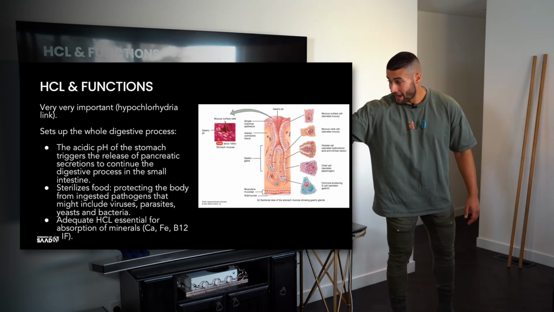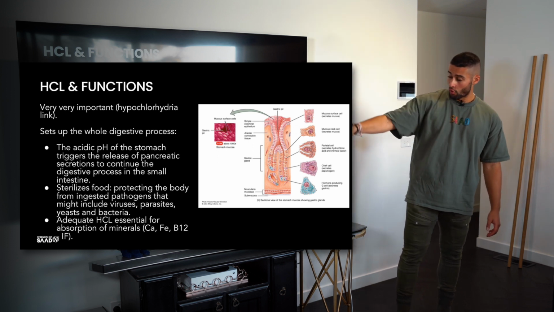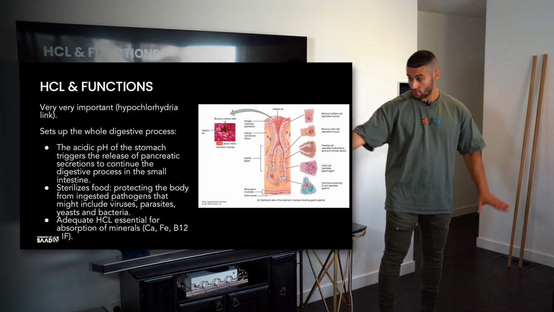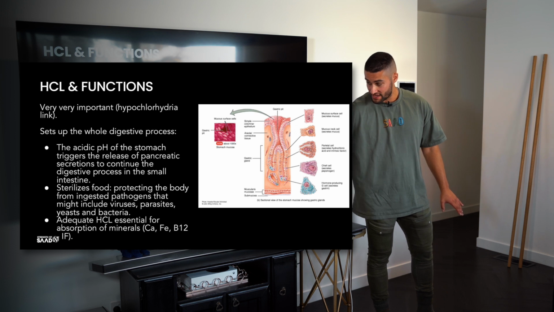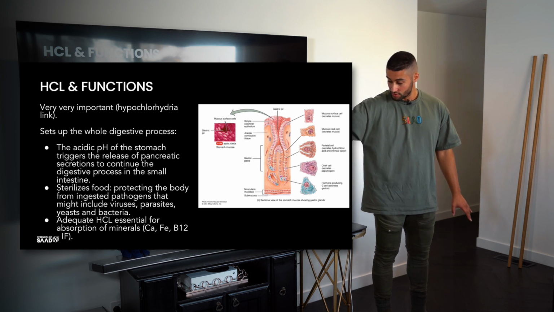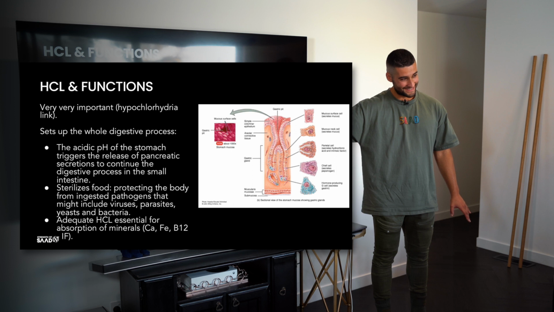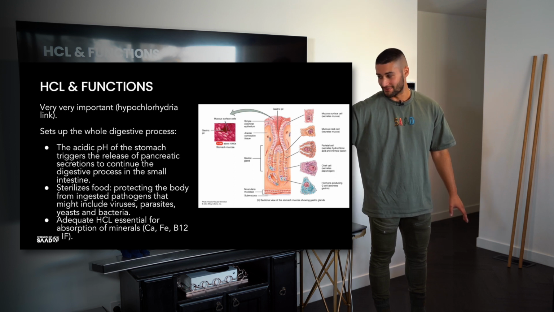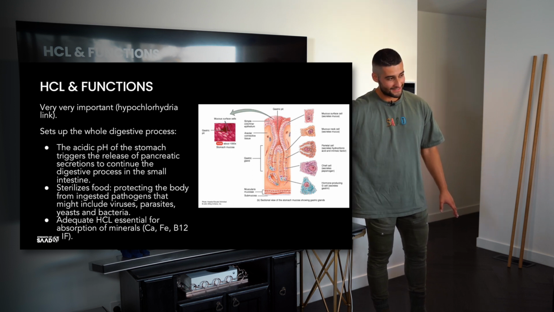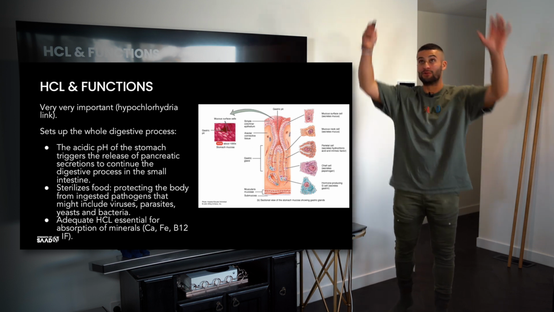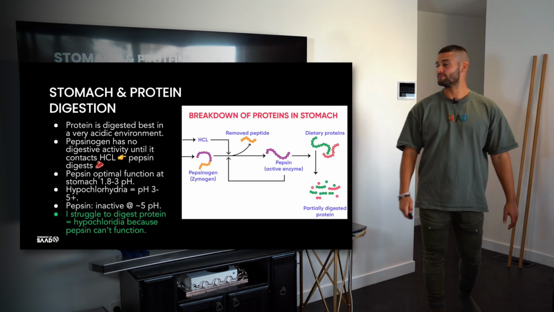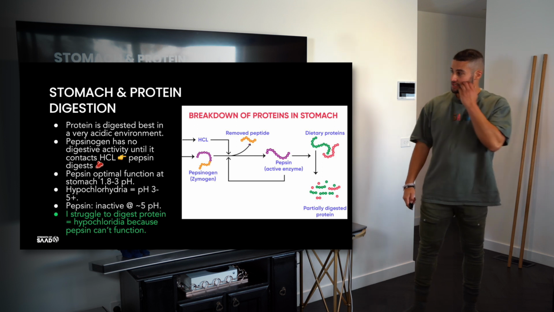So really important, hydrochloric acid, you need it to absorb minerals, and I'm not going to baby you guys here. I think you need to understand basic nomenclature of minerals. What's the first one? Calcium. What's the second one? Iron. Well, that's obvious, B12. What's IF again? Intrinsic factor. Good. Stomach and protein digestion.